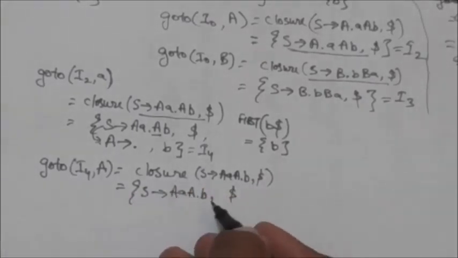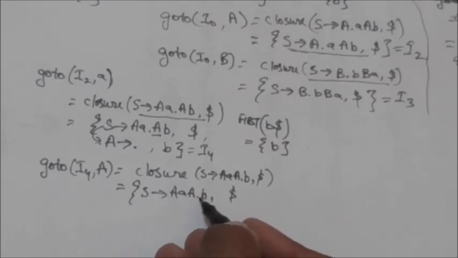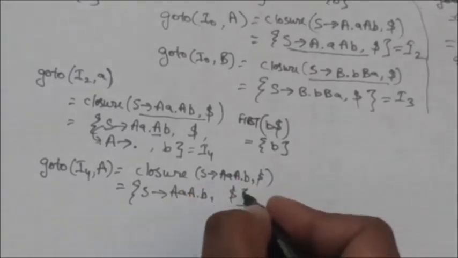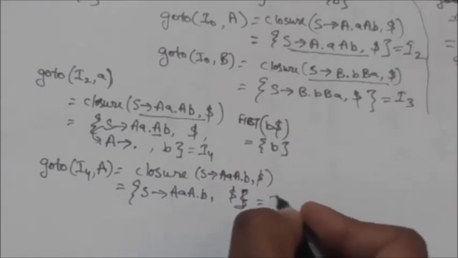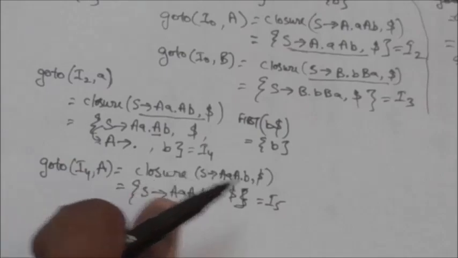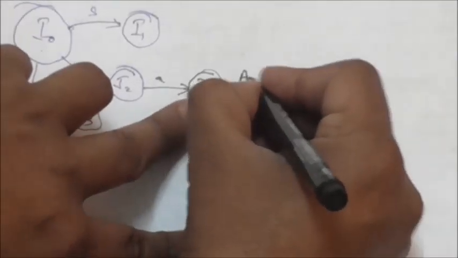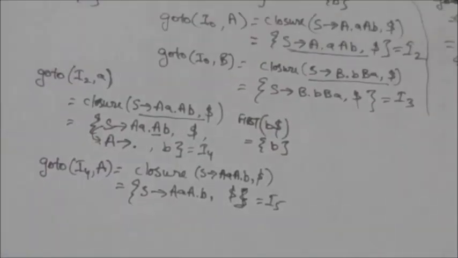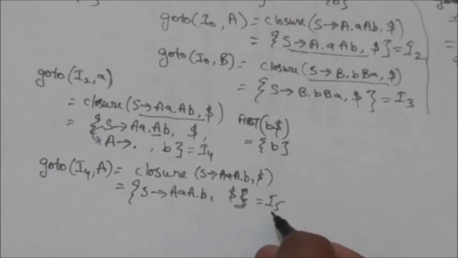Now here we have added this item. Now in this, if we check the position of dot, you can see that the dot is not preceding any non-terminal, so no new item can be added in this set, right? So let this set be the state I5, right? So this set is having only one item. This is the state I5. So when the DFA is in state I4 and it reads the non-terminal symbol A, then it jumps to state I5, right? Now we need to find the transition of this state I5.